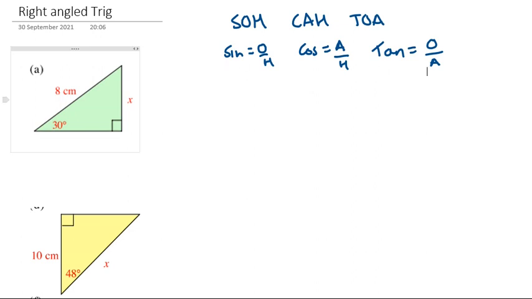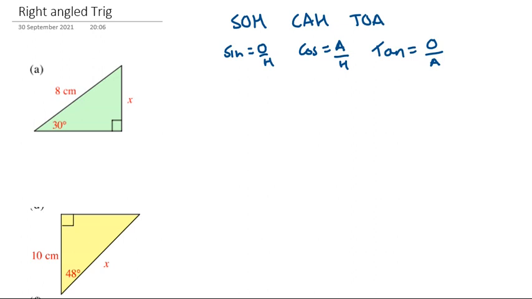So if you see a right angle triangle and there's an angle inside it, we should be thinking SOH CAH TOA. If you see a right angle triangle with no angle, it's possibly a Pythagoras question. But if we see an angle inside, definitely SOH CAH TOA. So what is O and A and all these things?